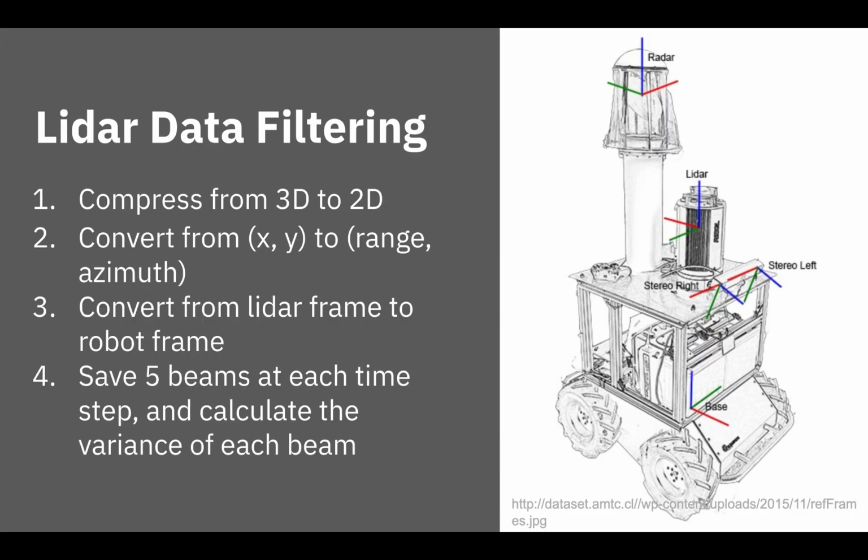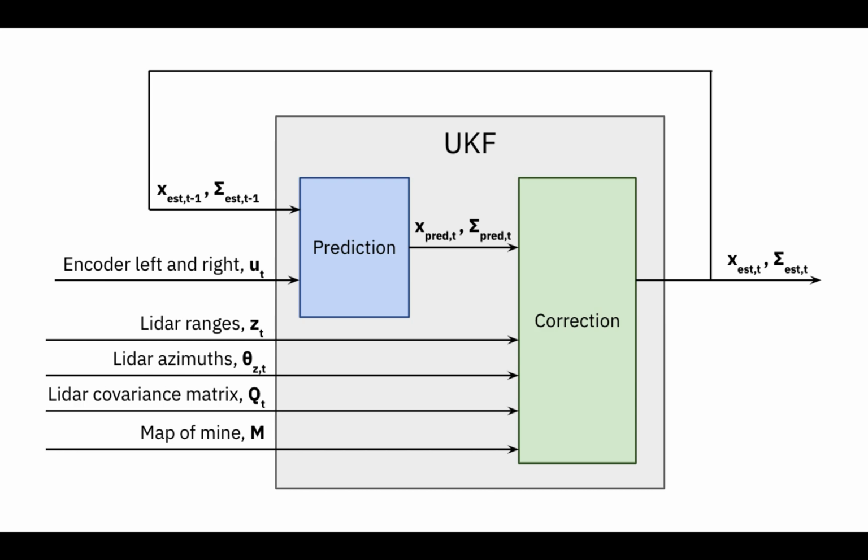In order to use the LiDAR data, we need to filter it first. So we started by compressing the data from 3 dimensions to 2 dimensions since we're only concerned with 2-dimensional localization. Then we converted these XY points into a range and an azimuth, and converted them from the LiDAR's frame into the robot's frame. Then we still had a bunch of different beams at each time step. So we took all of those beams and split them into 5 different chunks of beams. And then for each chunk, we found the mu and the associated variance, which is what we use in our Q matrix.